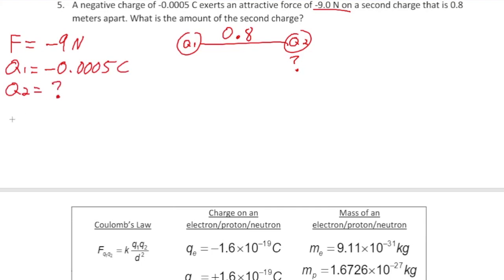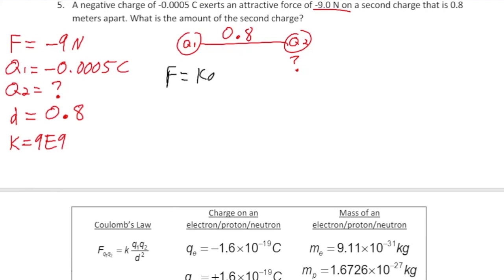Q2 is our second charge, and that one's unknown at the moment. We don't have any idea what it is. It didn't tell us in our problem. Next, we have D, the distance between them, and that's 0.8. And then lastly, we have K, which is a constant, which is always 9E9. Now we want to write our equation.